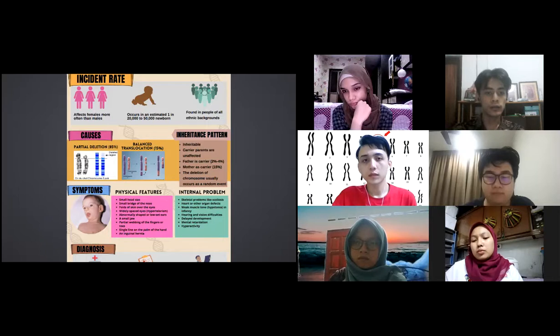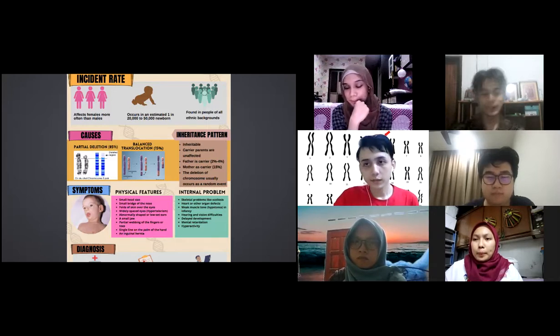And the thing is that both of the carrier parents are unaffected by this mutation, and it can be dangerous for the child. So the deletion of chromosome usually occurs as a random event for both the 5p partial deletion and also the balanced translocation. So sometimes we won't know if the parents will contribute to their child having Cri-du-chat syndrome. All right, that is all. I'll move on to the next speaker.